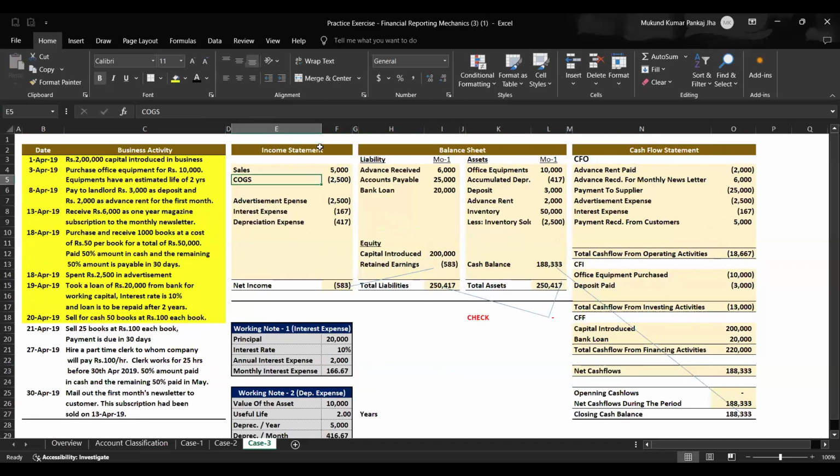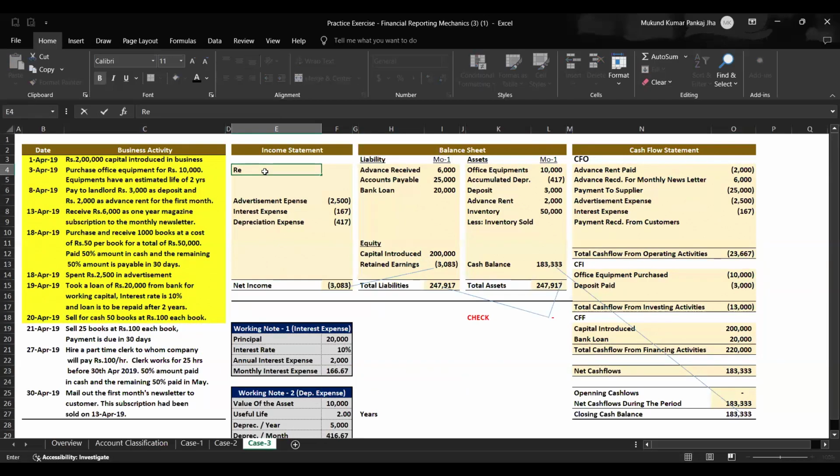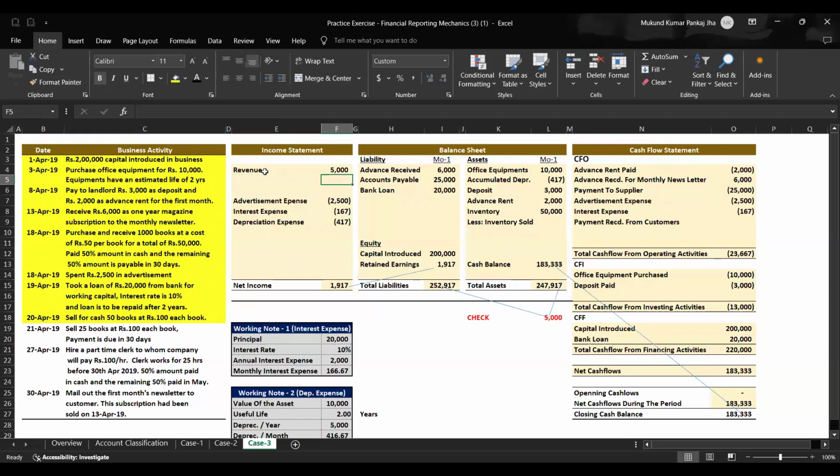Let me remove these two entries and this one. So, if you see, sell for cash 50 books at rupees 100 each book. So what is the sale value and what is the revenue that I should record? It is simply 50 into 100. This is the sale value. Are you clear till here? Please let me know so that I can move ahead.